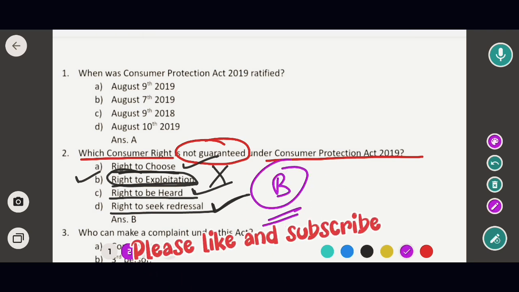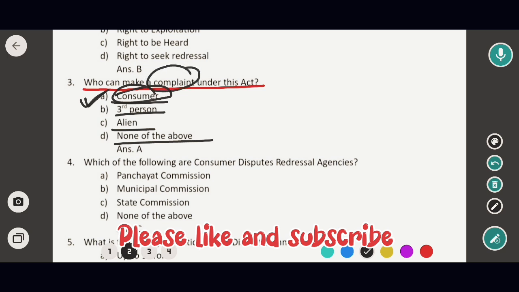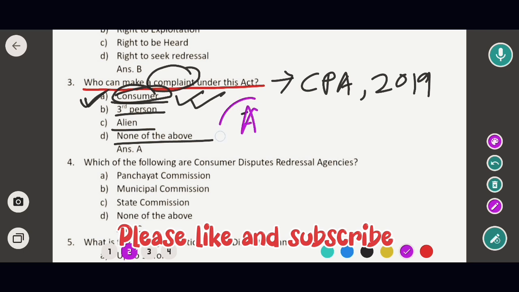Okay, so now move to the next question. Who can make a complaint under this Act? Options are a consumer, third person, alien, none of the above. The correct option would be option A, that means only a consumer can make a complaint under the Consumer Protection Act, CPA 2019. Only a consumer can file a complaint under this Act, so option A would be the correct answer.